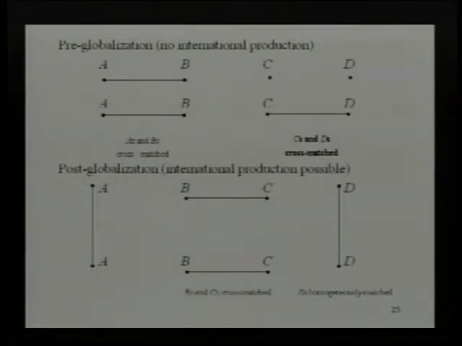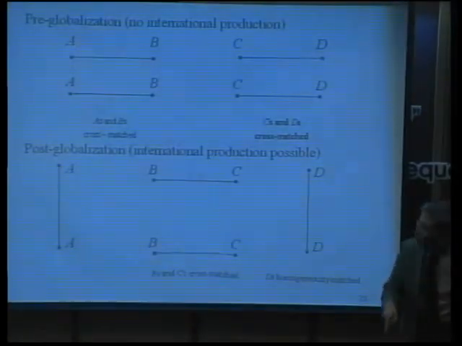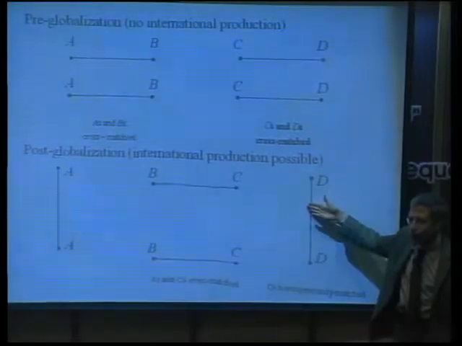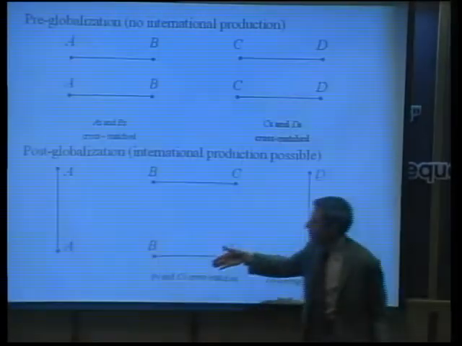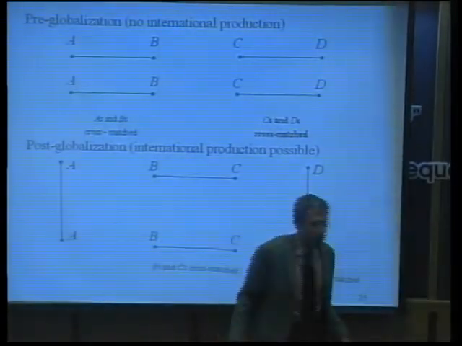What happens when the barriers to international production come down? We get a dramatically different pattern. Now the C workers from the poor country are matched with the B workers in the rich country. The D workers are left all to themselves, and the A workers are left all to themselves.